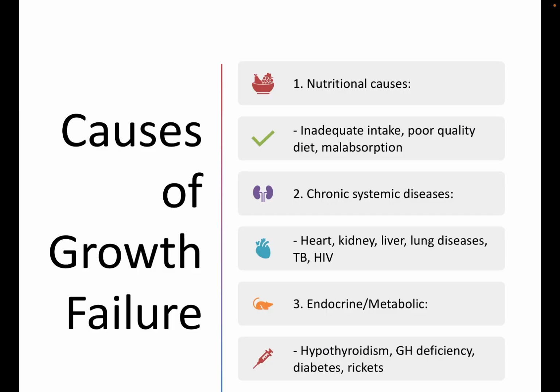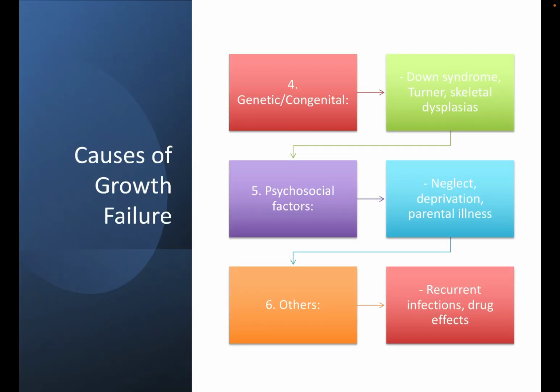The causes of growth failure include nutritional causes, chronic systemic disease, and endocrine causes. Nutritional causes may be due to inadequate intake, poor quality diet, or malabsorption. Systemic diseases like heart, kidney, liver, or lung issues, or TB or HIV can cause it. Endocrine issues like hypothyroidism, growth hormone deficiency, diabetes, and rickets can also cause such things. Genetic or congenital causes include Down syndrome, Turner's or skeletal dysplasia; psychosocial factors like neglect, deprivation, or parental illness, and recurrent injections and drug effects can also cause growth failure.